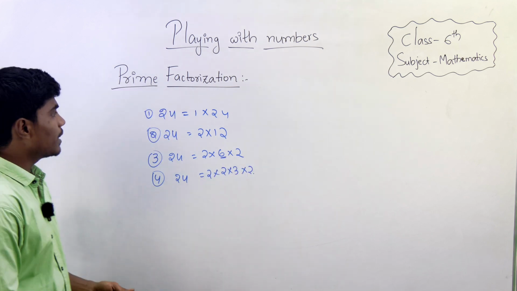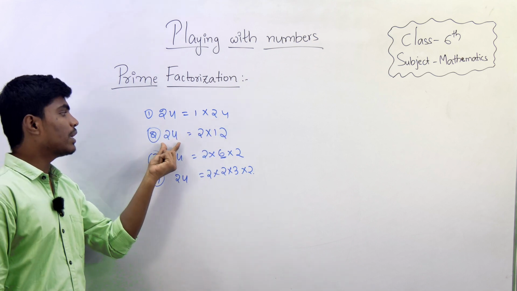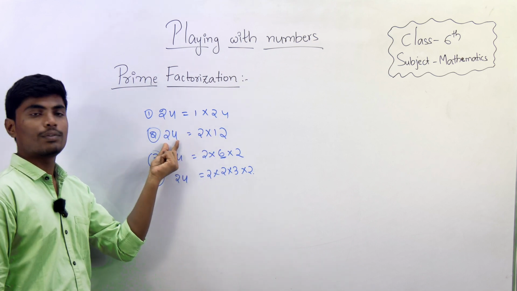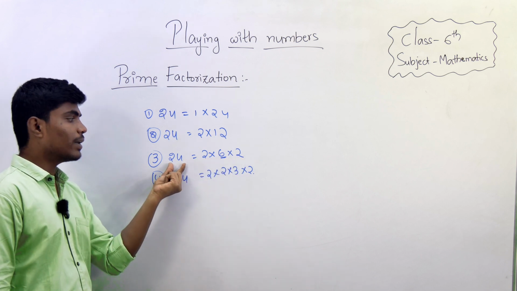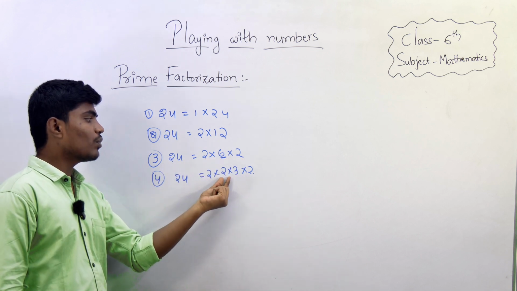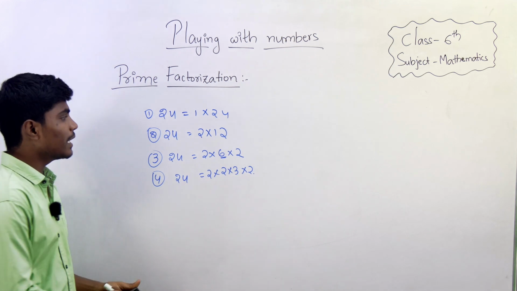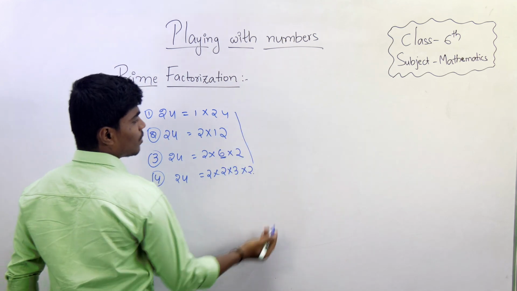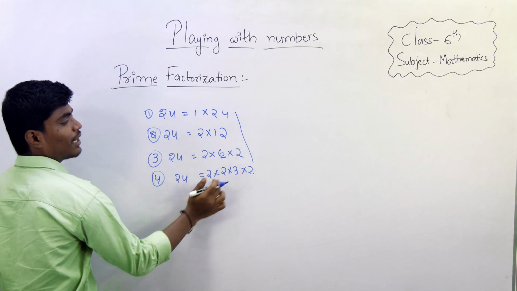Okay, see here, 1 into 24 is 24. 12 into 2 is 24. 2 into 6 is 12, 12 twos are 24. 2 twos are 4, 4 threes are 12, 12 twos are 24. See here, these are the factors of 24, expressing the factors in different ways.